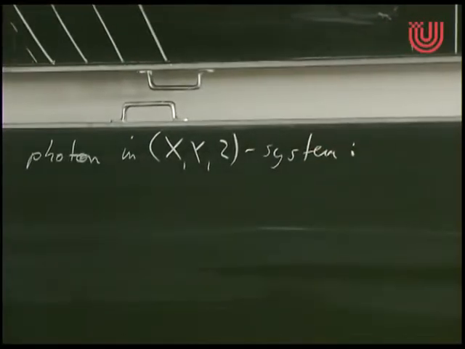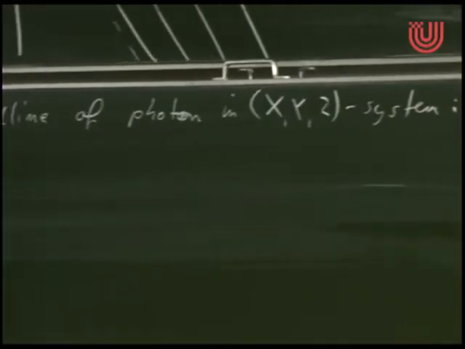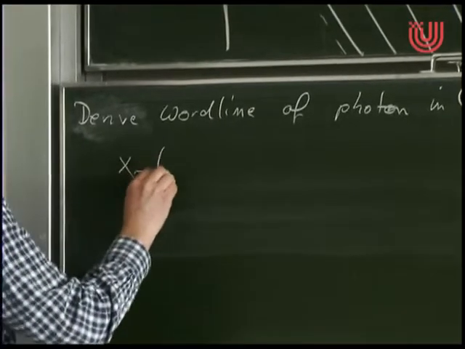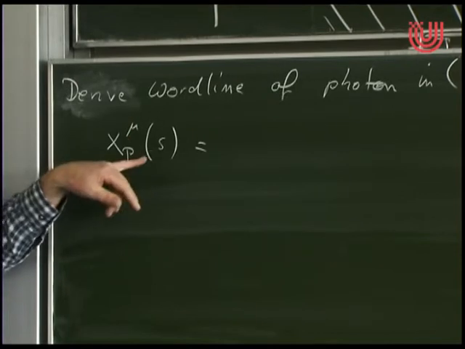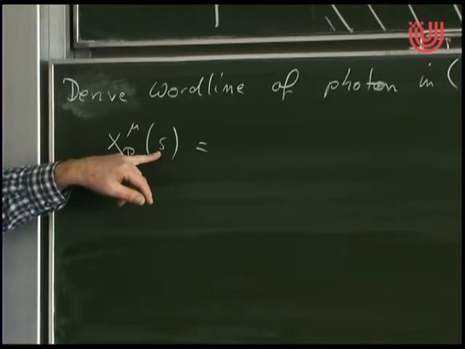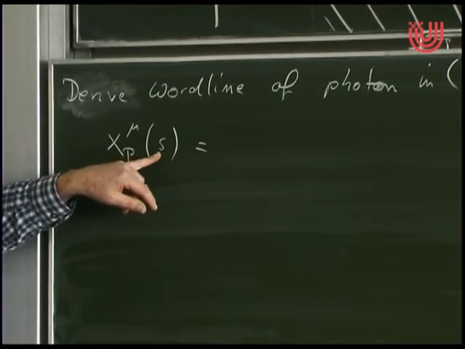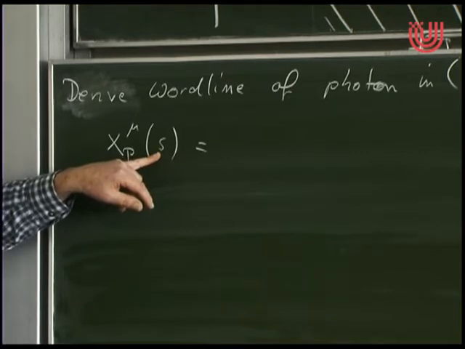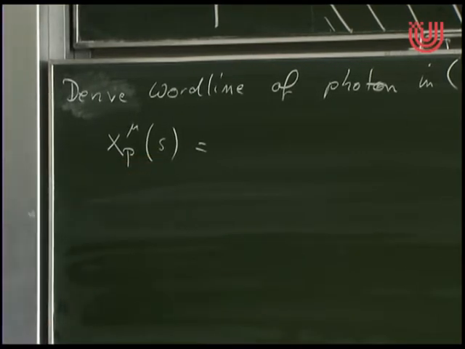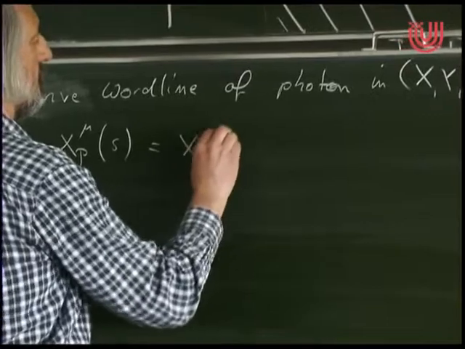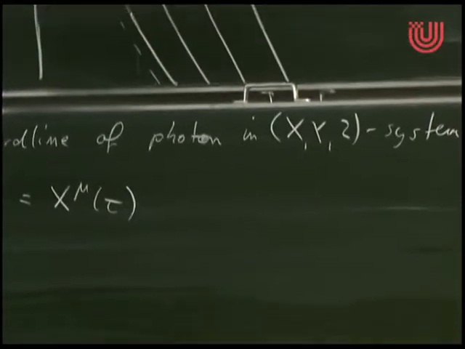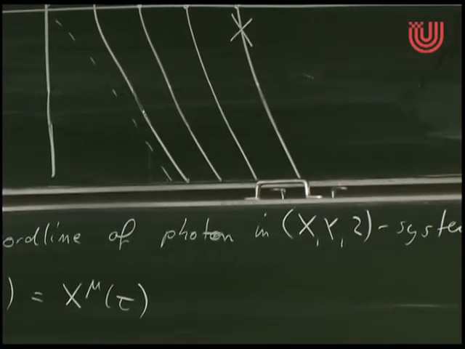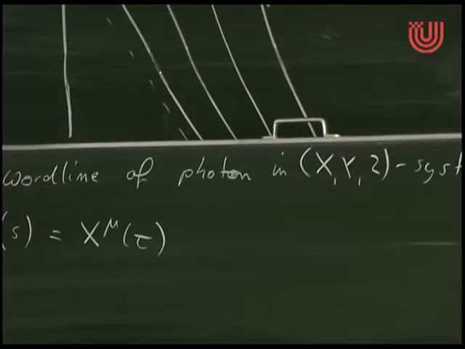That's the accelerated system. So I have the world line of my photon, x_p^μ(s). And for each point on this world line, so for each value of s, I want to find out what are the capital X, Y, Z coordinates of this point. So I just have to equate this to x^μ(τ), the world lines of these observers, which are parameterized by X, Y, Z. So let me write this out.